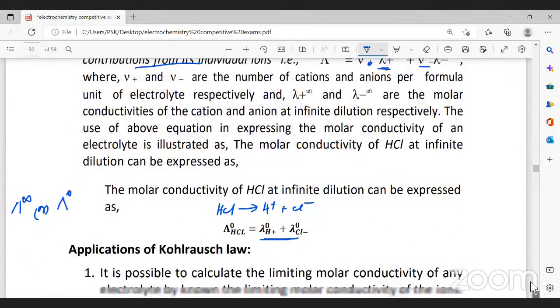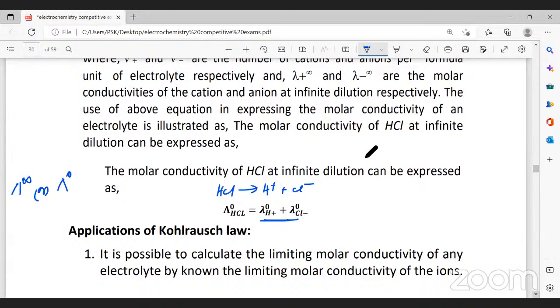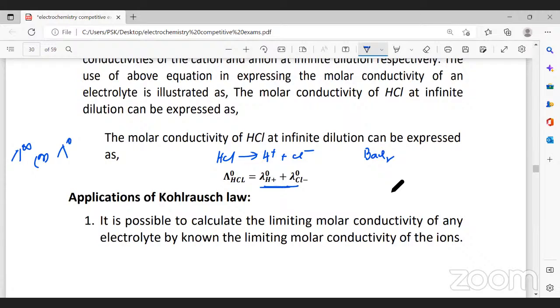Now, if you take barium chloride, lambda naught of barium chloride will be equal to lambda naught of barium 2 plus, we have only one ion because this will dissociate to form barium 2 plus and 2 Cl minus. So it will be 2 into lambda naught of Cl minus. The number of anions is 2 as per the equation, the cation is 1, so it doesn't matter here.